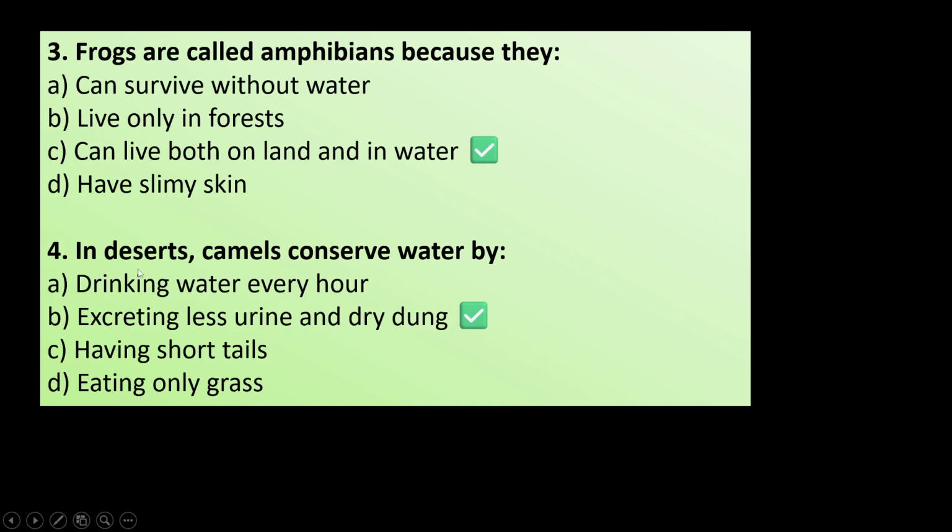Fourth one. In deserts, camels conserve water by: option A, drinking water every hour. Option B, excreting less urine and dry dung. Option C, having short tails. Option D, eating only grass. Answer is option B, excreting less urine and dry dung.